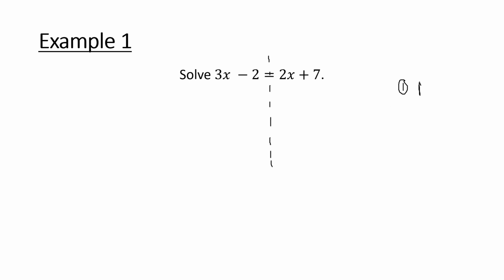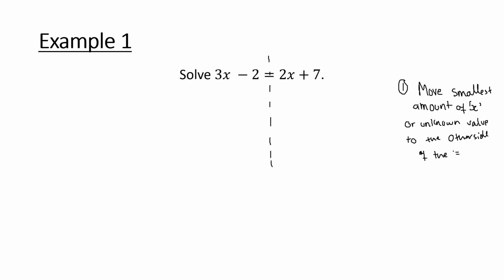Okay, so you're going to move the smallest amount of x, or unknown value, to the other side of the equals. Okay, it's not just a random move from one side to the other. Remember, you do have to do your inverse operations. So we've currently got a positive 2x. So in order to be able to eliminate that, we have to minus 2x on both sides.